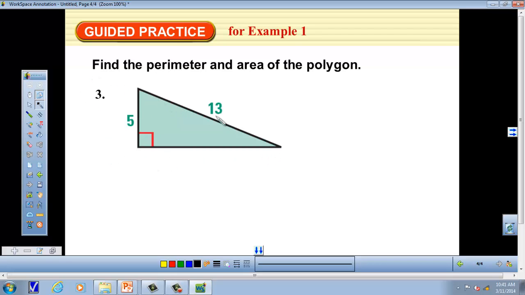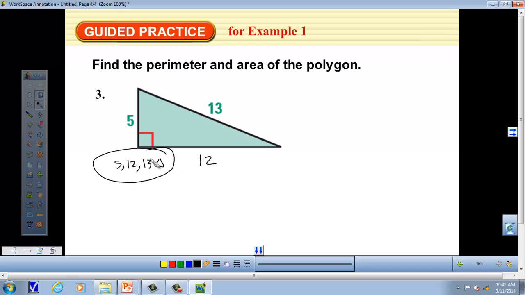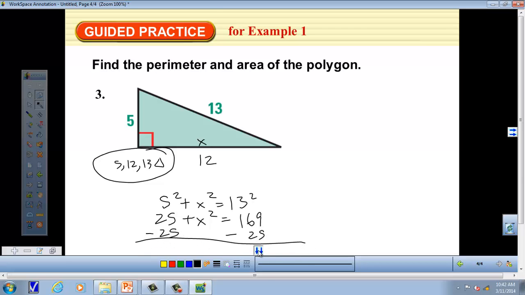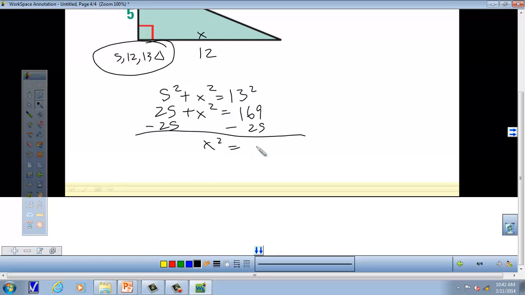If you recognize what this is, it's a 5, 12, 13. So you could just write 12 there and say it's a 5, 12, 13 triangle as your work. If you didn't recognize that, you'd have to use Pythagorean theorem. And in that case, you would say 5 squared plus, we could call this x, x squared equals 13 squared. And you'd go through this whole process. So we get 25 plus x squared equals 169, subtracting 25 from both sides. We get x squared is equal to 144, square rooting both sides, x is equal to 12.